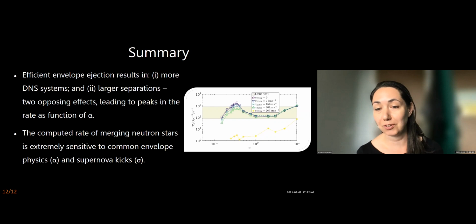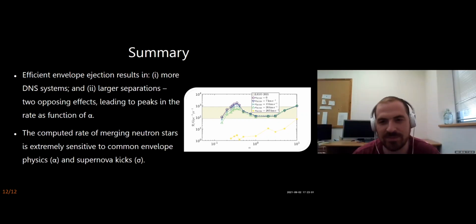Otherwise, I have a question for Avishai. What would it take in order for us to turn this around and use the gravitational waves in order to constrain common envelope evolution? So I think it's a bit of a problem.